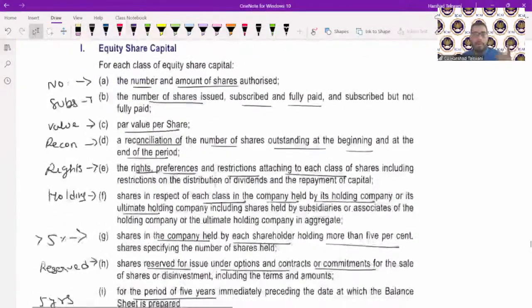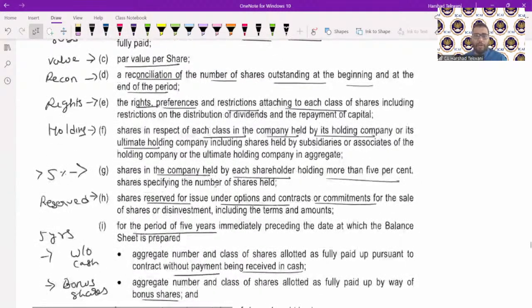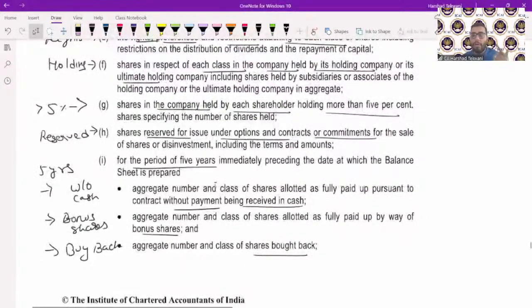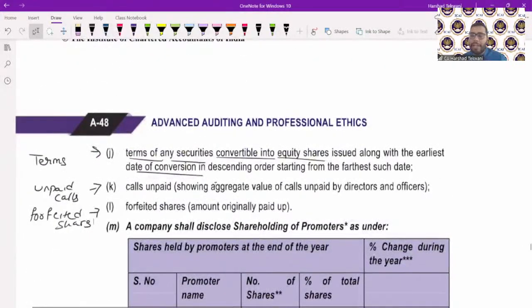Okay, so these are the details you are required to disclose for your equity share capital. Number of shares, subscribed, fully paid up or partly paid up, value, reconciliation, opening, closing, rights of each class of share, shares held by holding company or ultimate holding company, shares held by shareholders with more than 5%, reserved for commitments or options. In case of shares issued without cash, bonus shares and buyback, for 5 years you need to disclose the aggregate number of shares allotted and fully paid up. Then terms and conditions for the conversion, unpaid and forfeited shares. These are the details you need to disclose.